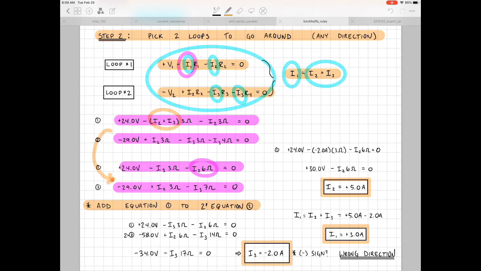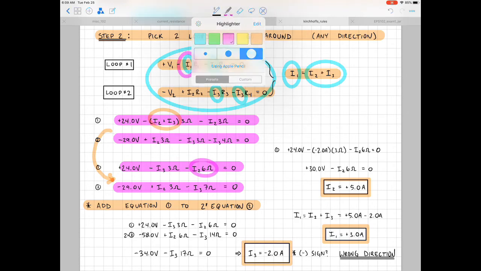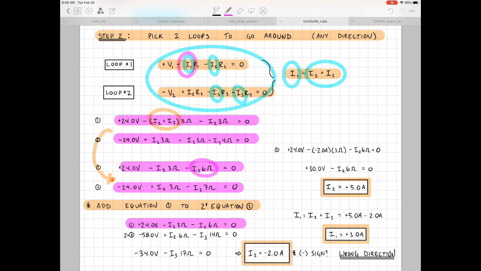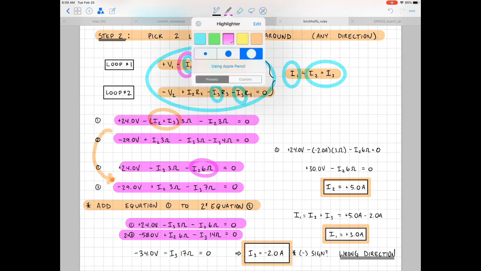And you'll see why I want to do that once I set this up. So equation 1, just rewriting that, and then 2 times equation 2, I've written out just multiplying each term by 2, so I get minus 58 volts, I get plus I2 6 ohms, and then I get minus I3 14 ohms.